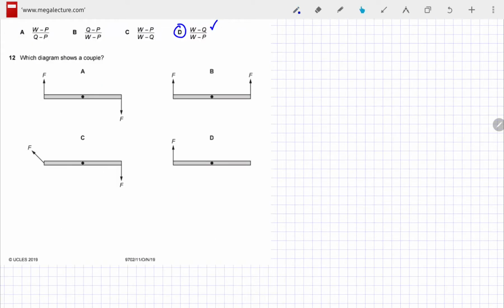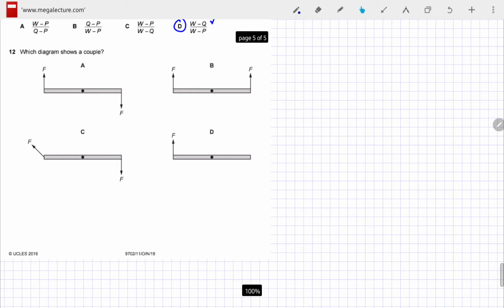Question number 12 says, which diagram shows a couple? So we know that a couple has three characteristics. One of them is the forces have to be of the same magnitude, the directions must be opposite, that's the second one, and the third one is that the line of action of these forces must not coincide with each other. So we see that in this one, we have the lines of action parallel to each other, they do not coincide, and the forces have the same magnitude F, and they're opposite to each other. So the correct option is option number A.